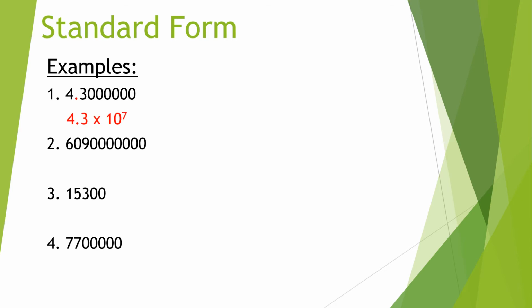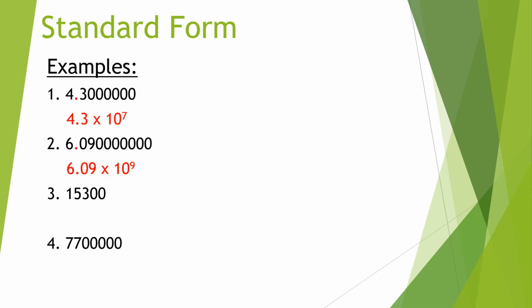So first of all, we need to identify that 4.3 is a number between 1 and 10. Having done that, we then need to see how many times we've moved the decimal place. So it's gone once, twice, 3, 4, 5, 6, 7 times, and hence it's 4.3 times 10 to the 7.